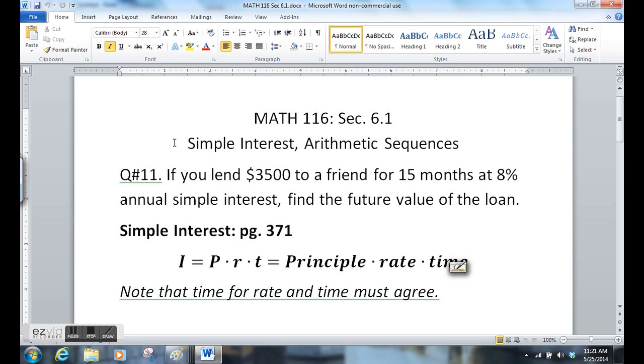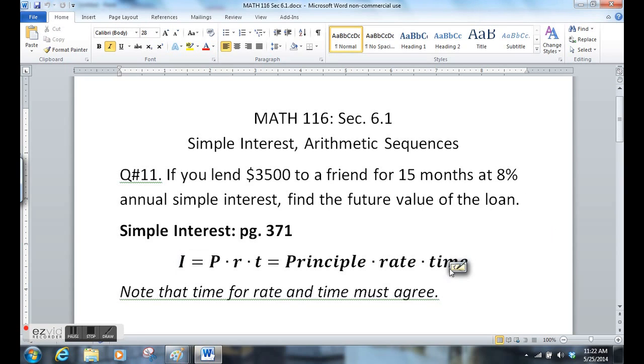Let's just start with question number 11. So, if you lend $3,500 to a friend, are you lending this as a gift? No! You're giving it to them for 15 months at 8% annual simple interest. That's a good friend, because you're not compounding the interest. Anyway, it says find the future value of the loan.